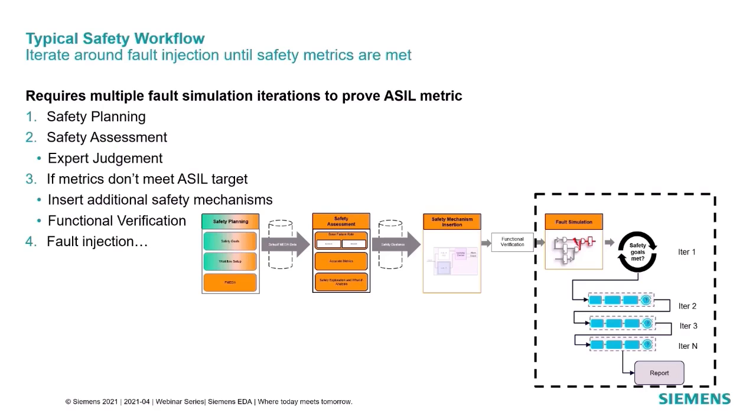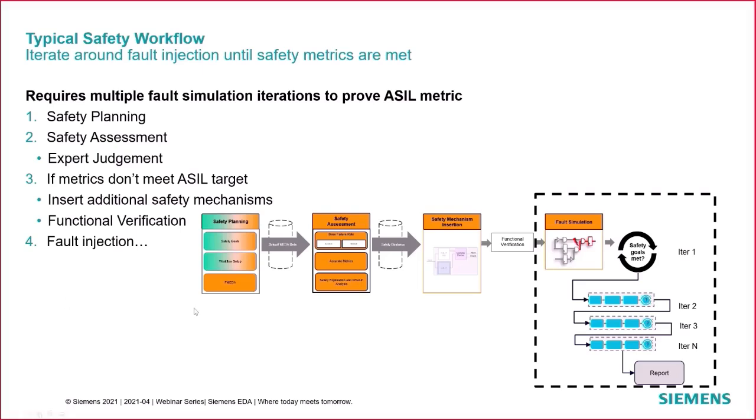However, if the resulting metrics from the fault campaign don't reach your target ASIL metric, you must go back to analysis and start the process all over again. And iterations around fault injection can take months and months, actually, and are very, very costly to the development cycle. So customers that we talk with are looking for ways to reduce iterations around fault injection because it is costly and they really need to reduce their time to certification.